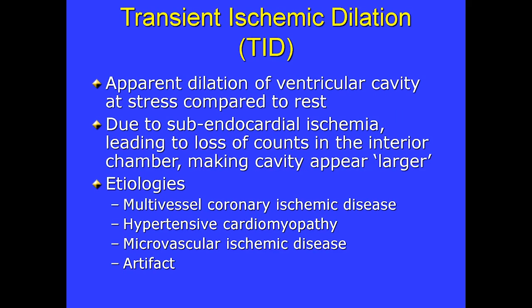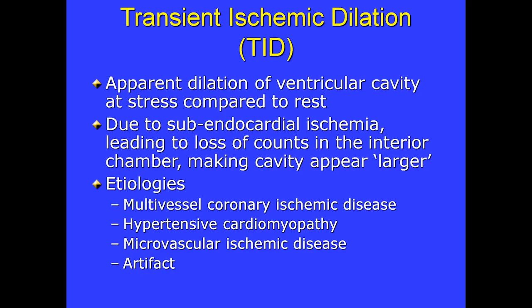One aspect that we also look at, that I mentioned, is the transient ischemic dilation. This is an apparent dilation of the ventricular cavity at stress compared to rest. This is really felt to be due to subendocardial ischemia. So you lose counts in the subendocardium, whereas the epicardial regions of the myocardium tend to maintain the activity. So it just looks like it got larger from rest to stress. And of course, what we really worry about in this situation is multivessel coronary ischemic disease. And of course, that has to be brought up.